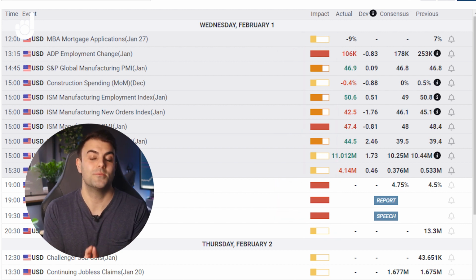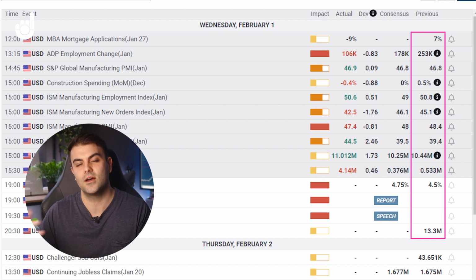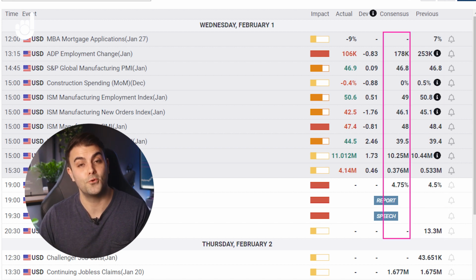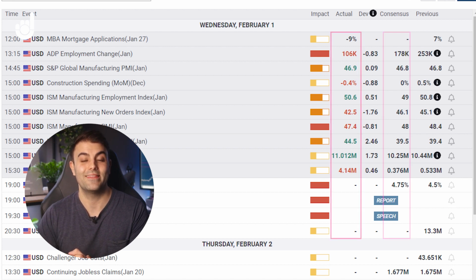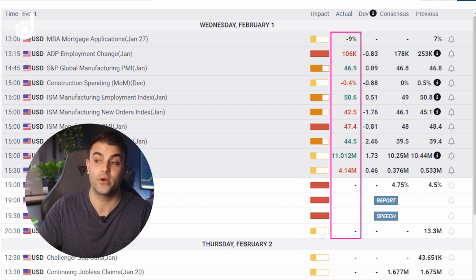Then we usually have some other columns, like the previous release, which shows us what the data was last time around, the consensus forecast for the upcoming release, it's obviously a forecast for the one that's coming out, and then when the data is actually released, we'll see it in the actual column, showing us what the actual numbers came in as.